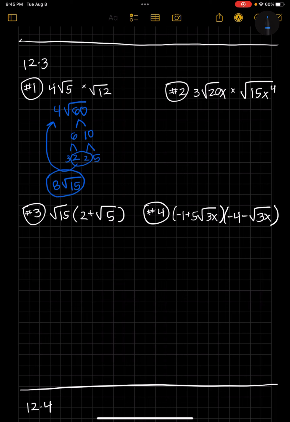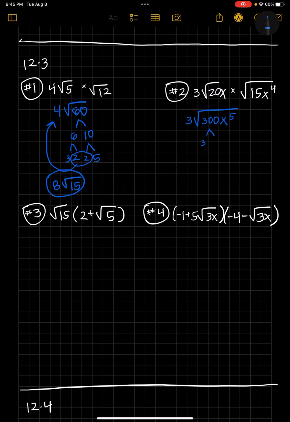Okay, for the second example, we're going to do the same thing. So the only thing on the outside right now is this 3, so we leave the 3 on the outside. Then on the inside, we're going to do 20 times 15, which is 300. And then x times x to the 4th, which gives me x to the 5th. And now we just simplify.